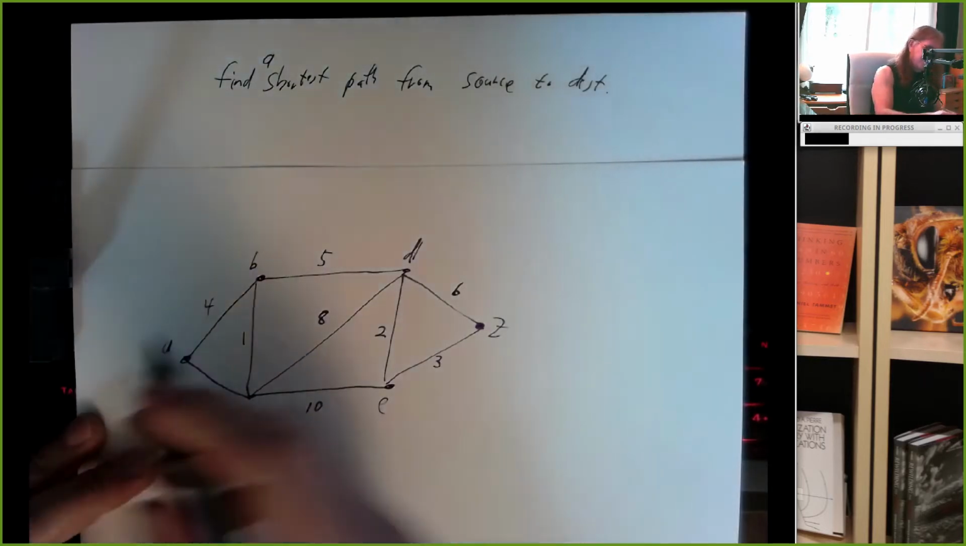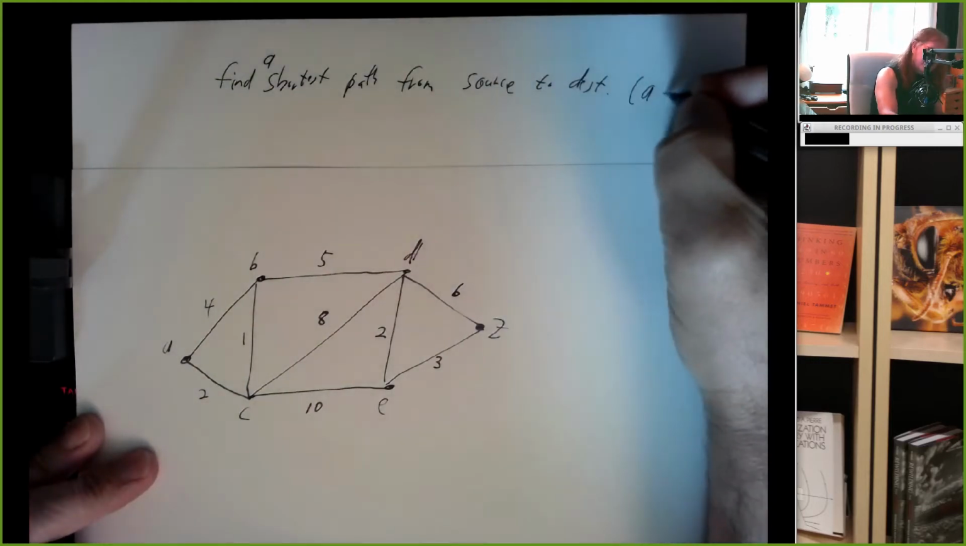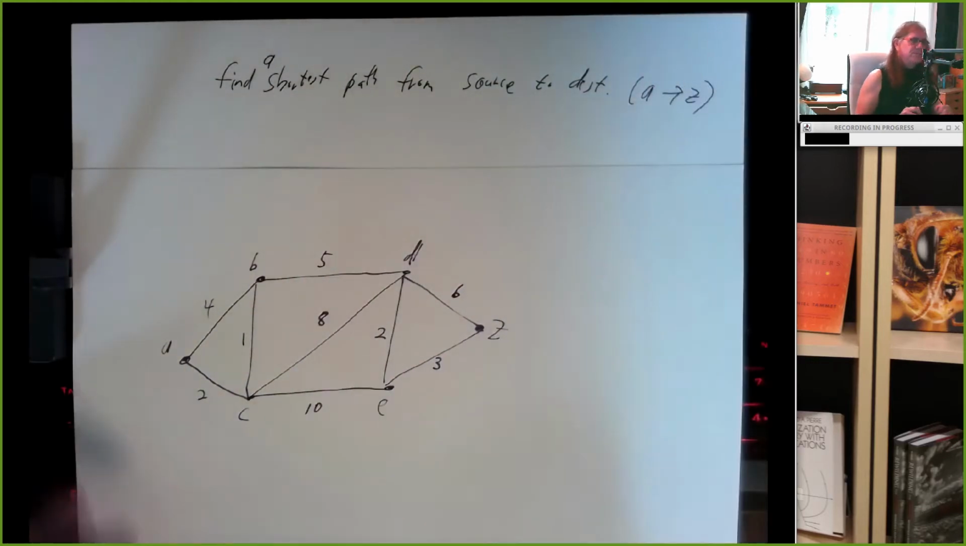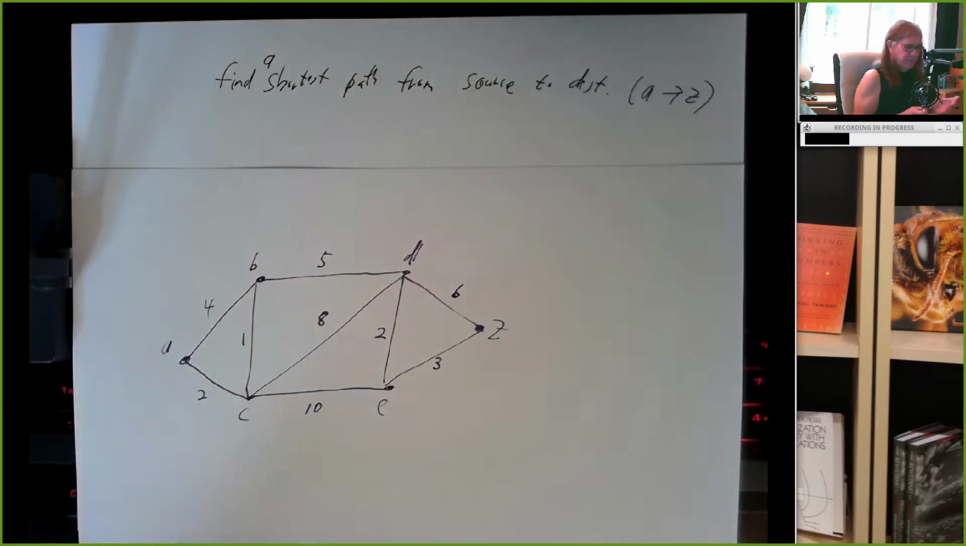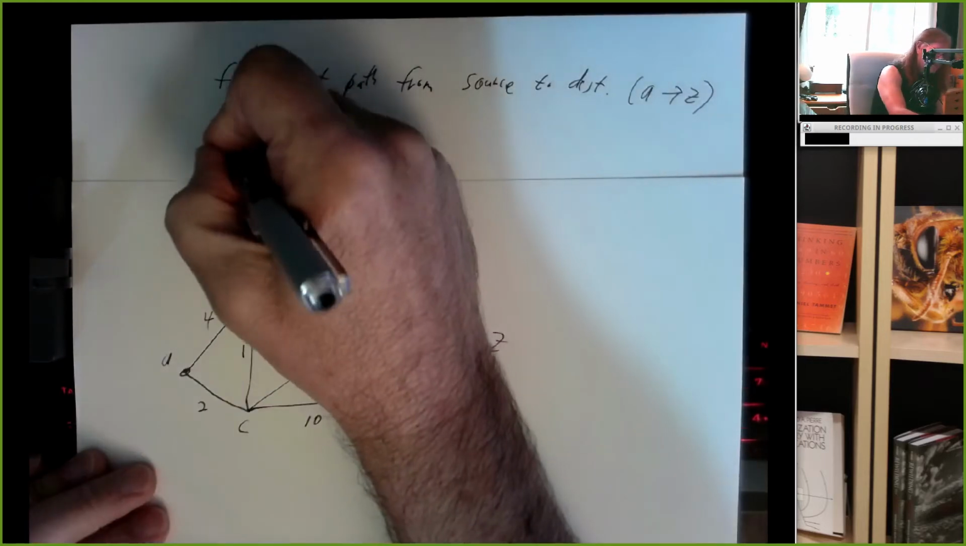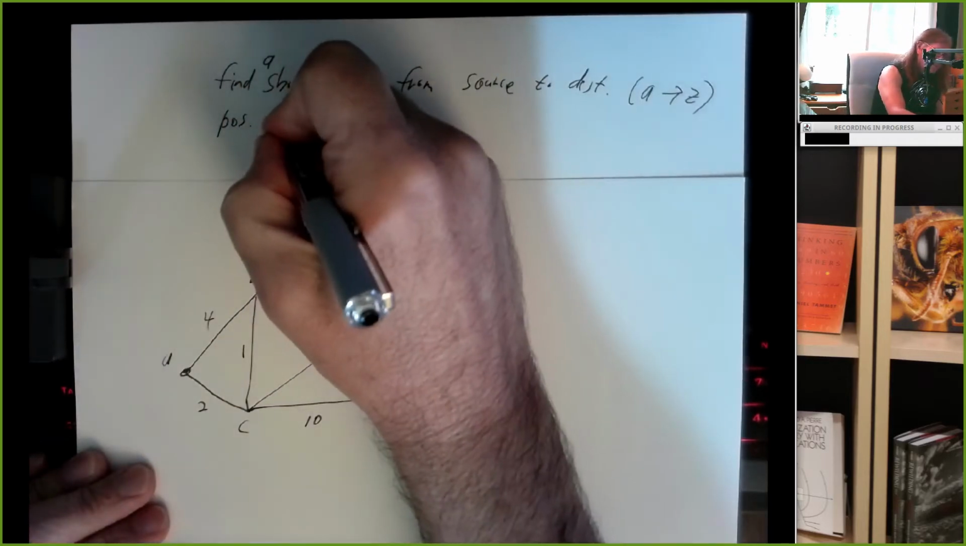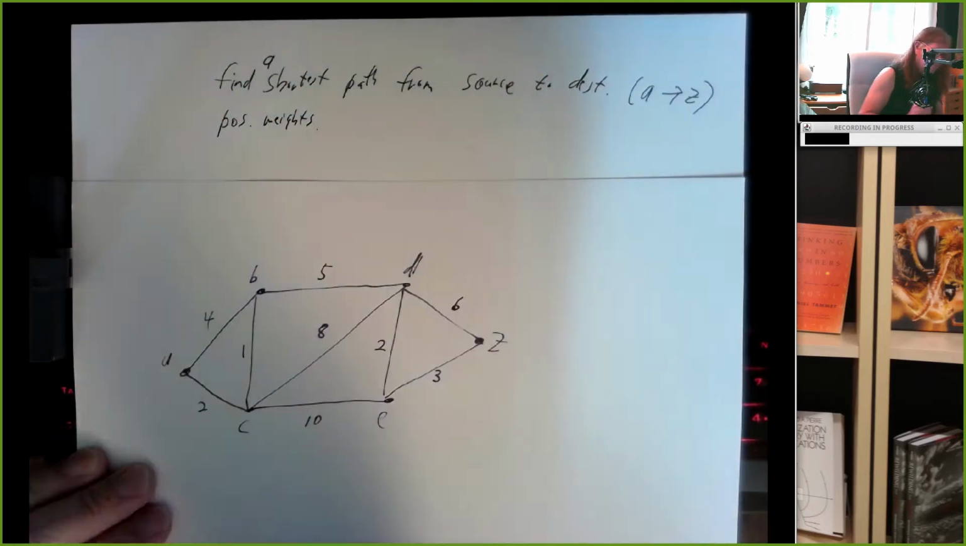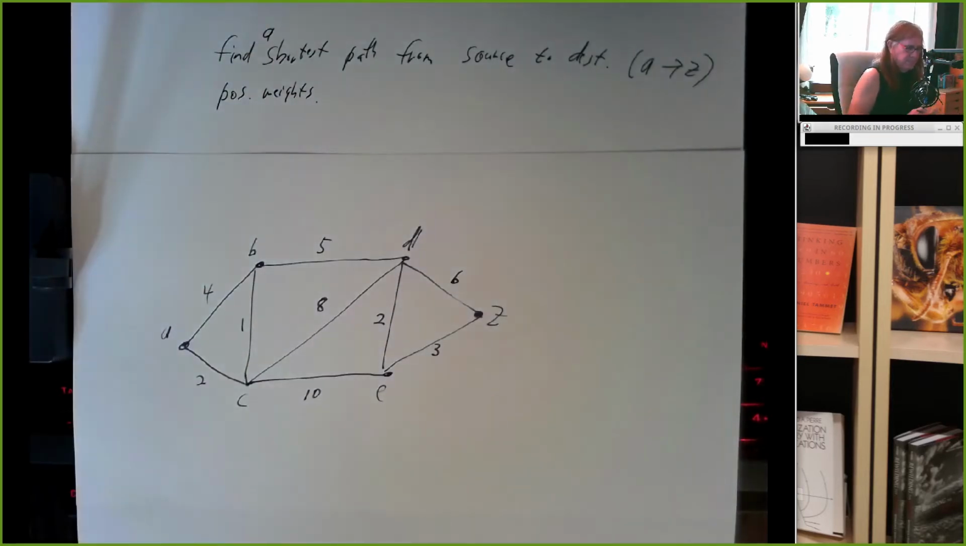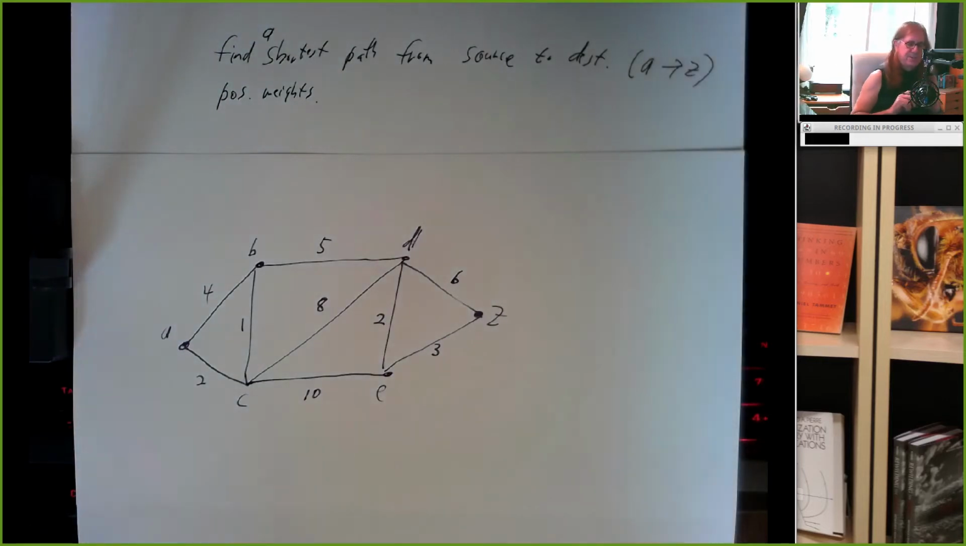And I'm going to suppose that for this example, we're starting from node A and we're trying to get to node Z. And we've got the weights on here, right? So we have positive weights. I think you can have weights of 0 also, and that's okay, just not negative.